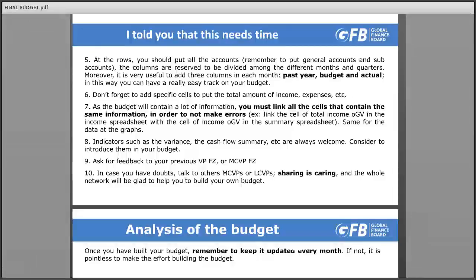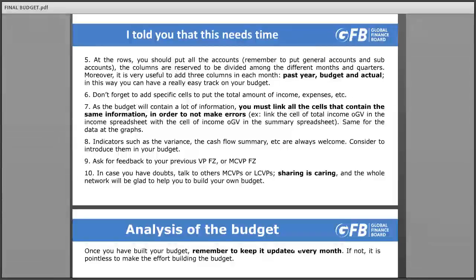Moreover, it's really useful to add 3 columns in each month, with the past year, the budget, and the actual, because in this way you can have a really easy track on your budget. Don't forget to add specific cells to put the total amount of income, expenses, etc.